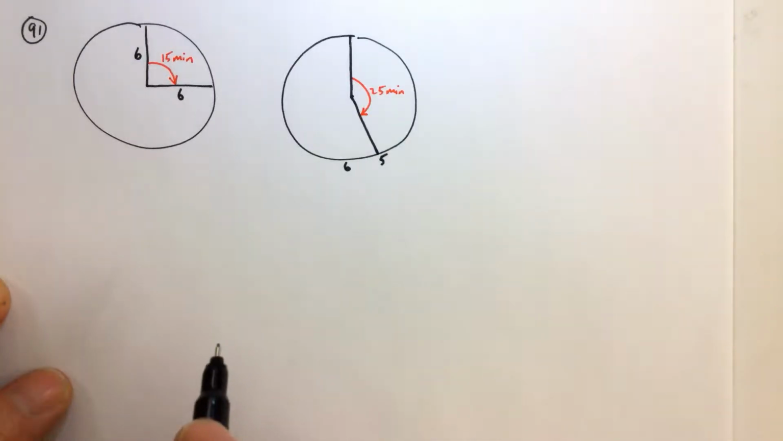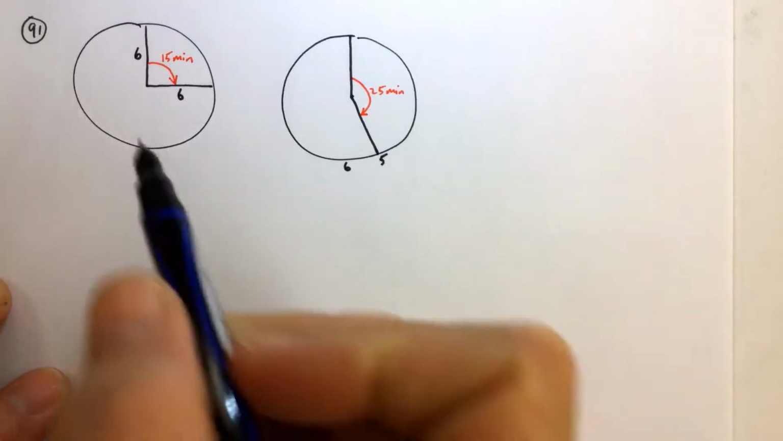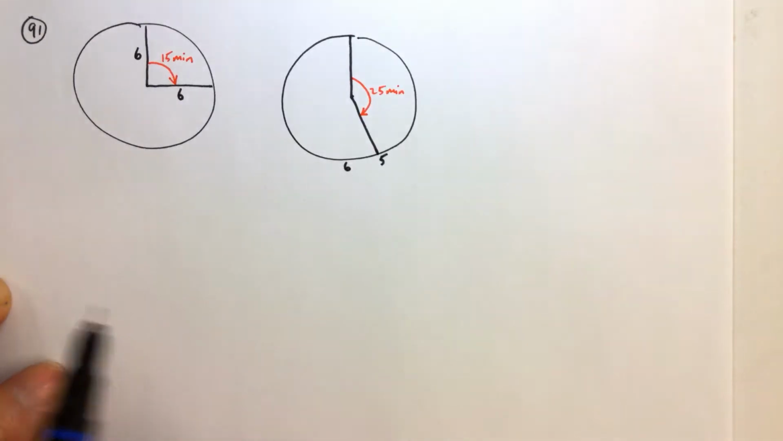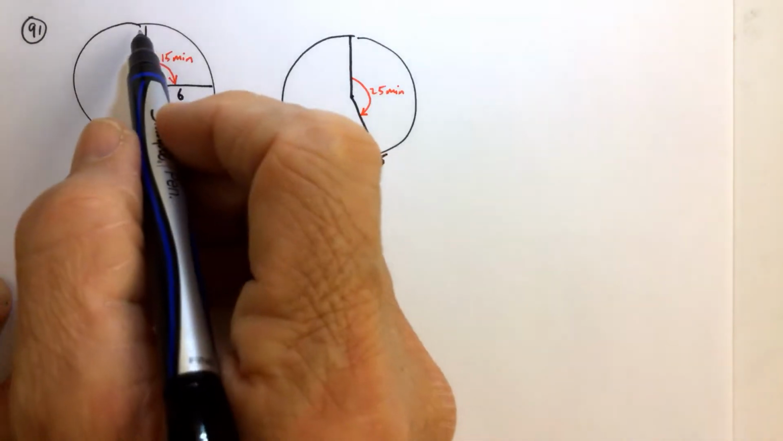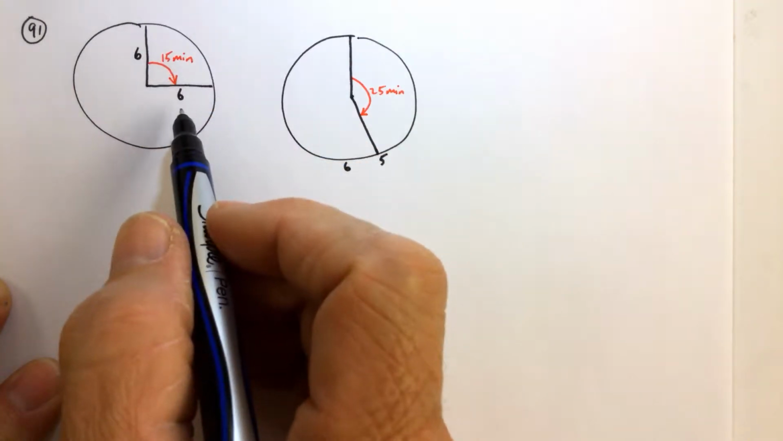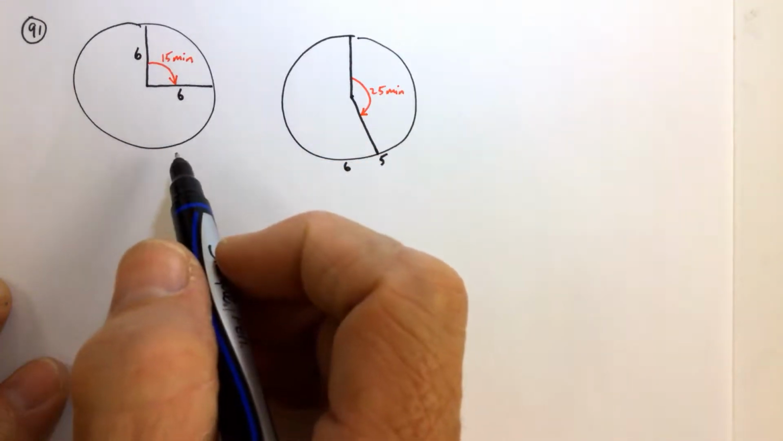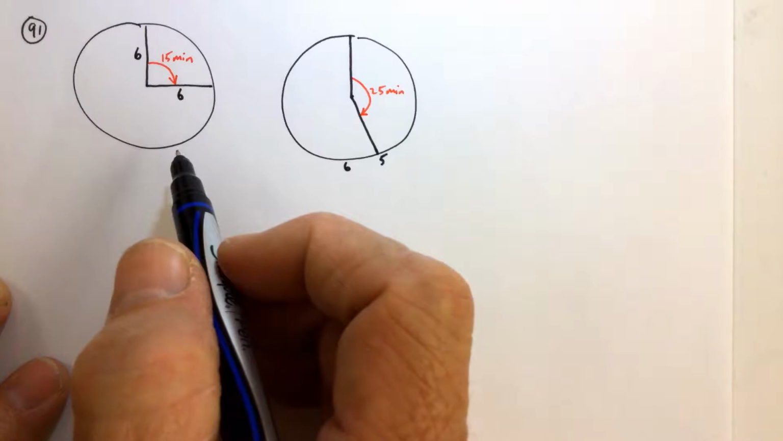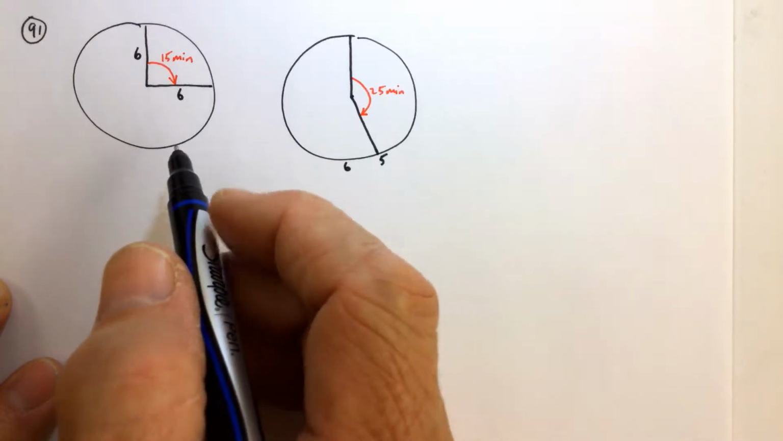For number 91, we're actually looking at a clock. There's a picture of a clock in the book, and it says the minute hand of the clock is 6 inches long, so I labeled that. I don't need to draw a clock. And it says, how far does the tip of the minute hand move in 15 minutes?